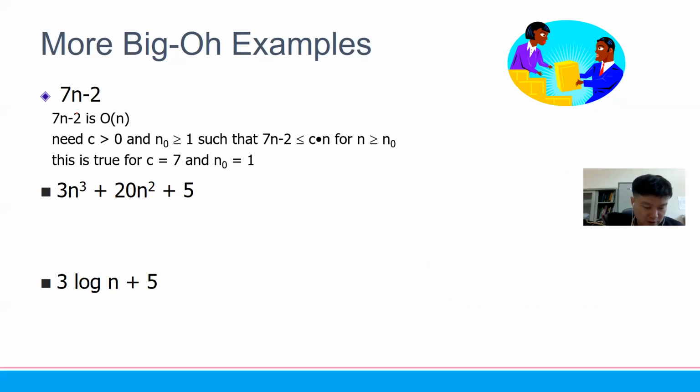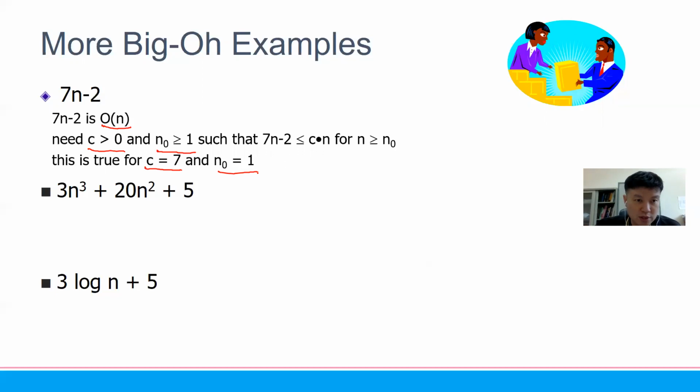If we have 7n minus 2, I can say this is O(n). Why? Because we have the constant c, which is greater than 0, and there will be an n0 which is greater than or equal to 1. So we have c which is 7, and n0 is 1. Then it is valid that if n is greater than or equal to 1, you can say that it is O(n).